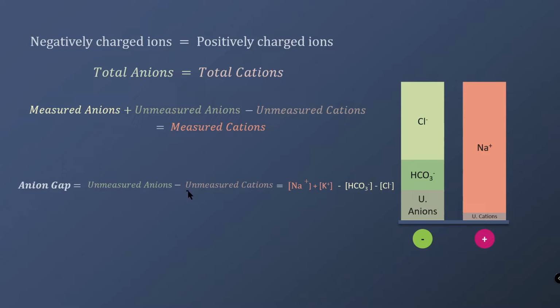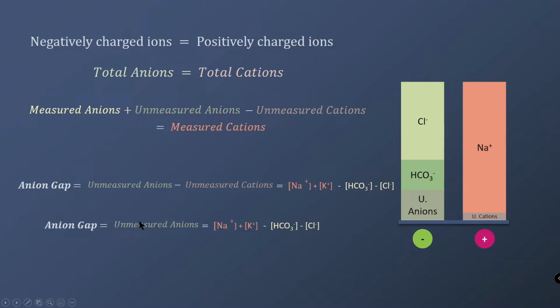Secondly, unmeasured cations are also very small, right? So we can also ignore them, especially while discussing anion gap in respect to acid base balance. We can ignore unmeasured cations, right? Especially when discussing in respect to acid base balance, while in other cases we cannot ignore it. We will discuss that later in detail. So if we ignore this part, this very small unmeasured cations, this equation becomes like this, right?